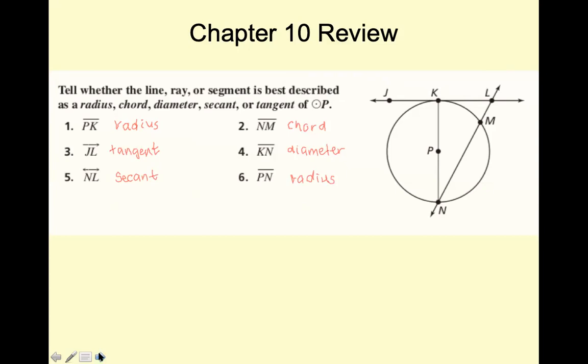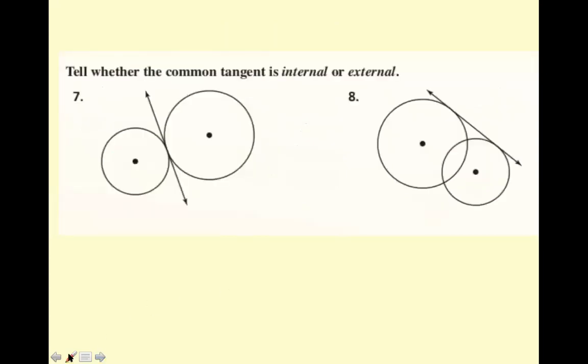All right, next slide. This time we are supposed to identify whether the tangent is internal or external. So the easiest way to tell whether a tangent is internal or external is to join a segment connected to the centers of the circles. So I have this circle here. If I draw a segment that connects to the center of the other circle, I can see that the tangent line intersects it. If the tangent line intersects the centers, we call that an internal tangent.